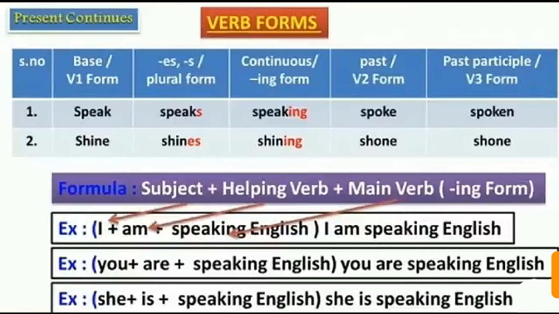Now let's see the third sentence. She is speaking English. Here she is the subject, is is the helping verb, and speaking is the main verb, meaning the first form of the verb plus ing. Then English is the object. So this is all about the present continuous tense. Now let us discuss the affirmative sentences.